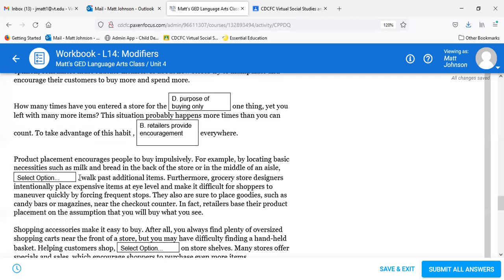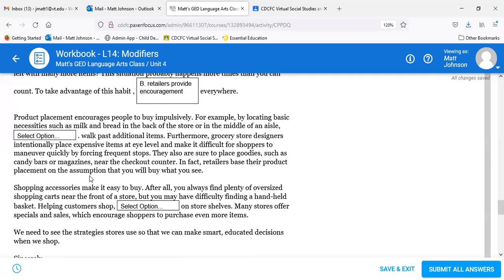So B, and here's a good example too, right? So there we have a complete sentence. Retailers provide encouragement everywhere. All right, standing alone, we want some detail. So we add to take advantage of this habit. That's explaining why retailers are providing encouragement everywhere. So B there. Product placement encourages people to buy impulsively. For example, by locating basic necessities such as milk and bread in the back of the store or in the middle of an aisle.